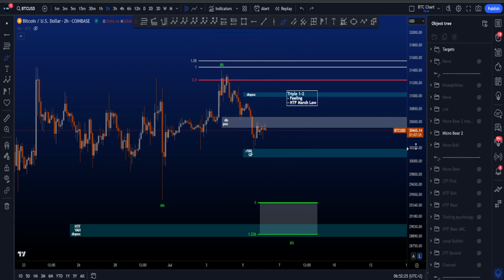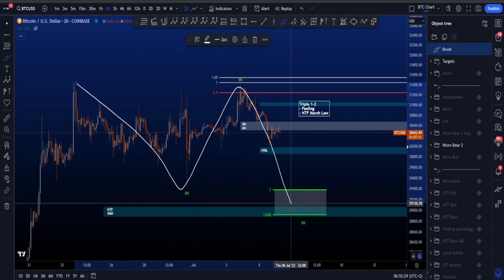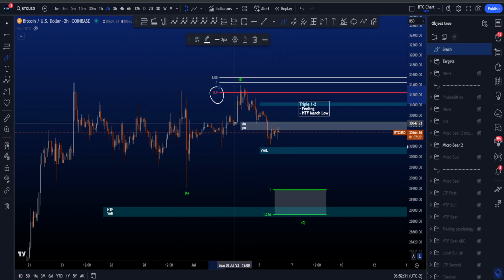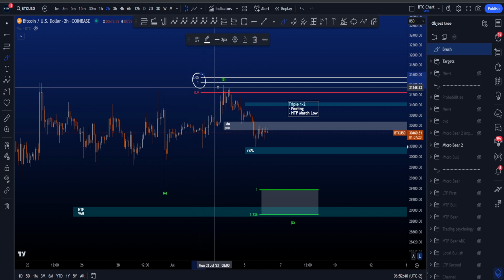If we then go to the second scenario, in this scenario we are expecting an impulsive structure to the downside in again an ABC, but this is a regular flat ABC, where the 0.9 is a minimum target for a regular flat, after which you expect a move to the downside. The most common target for a regular flat wave B is the 1 to 1.05, but as you can see, that hasn't been reached.